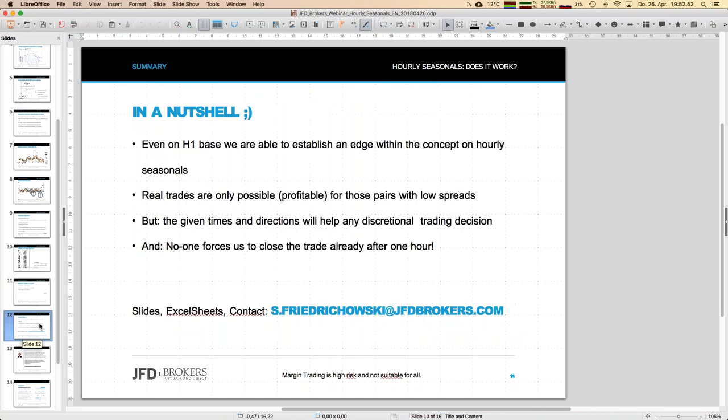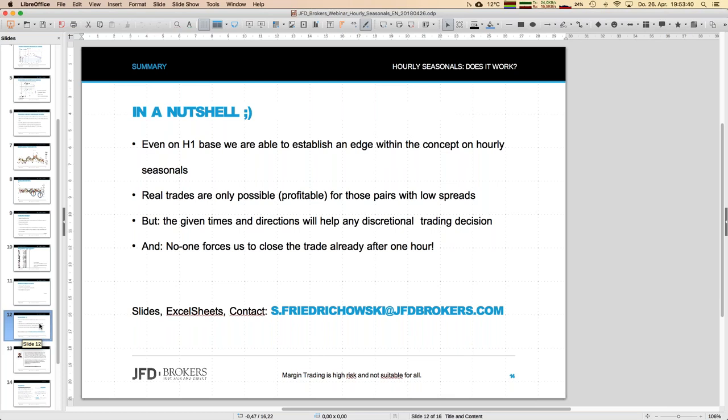So I want to have that summary slide here. So we know that the concept of hourly seasonals works. We know the times. We know that we can transfer that to profitable trading. You know the rules for that. Let me emphasize that you should go only for those pairs which have low spreads. Because if you go for something like British pound, Canadian dollar, or Australian dollar, then the spreads are that huge compared to the edge that it will not work for a profitable trade in the long run.